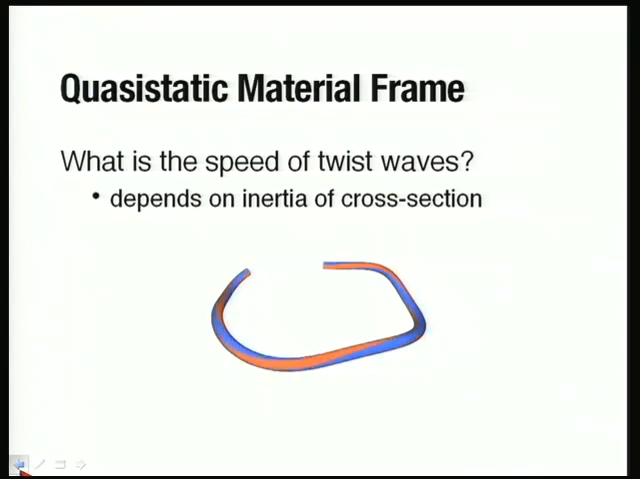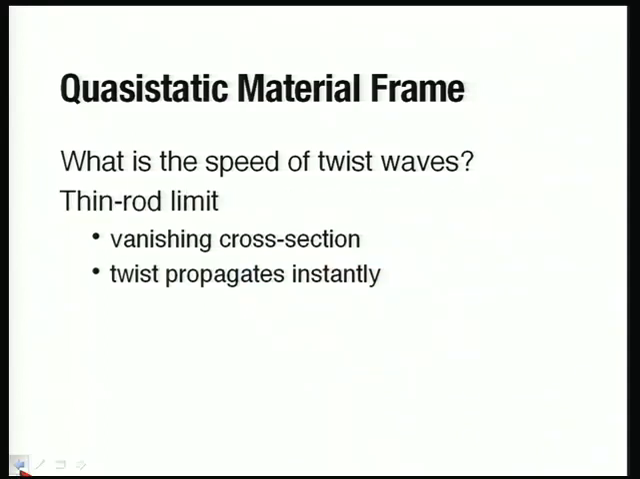And in this animation, we see the limit of this process as twist waves propagate instantly. That is, as we twist one end of the rod, the number of turns that the material frame makes for any given length of the rod is going to be a constant. So again, in the thin rod limit, that is, as the cross-section vanishes, twist propagates instantly.